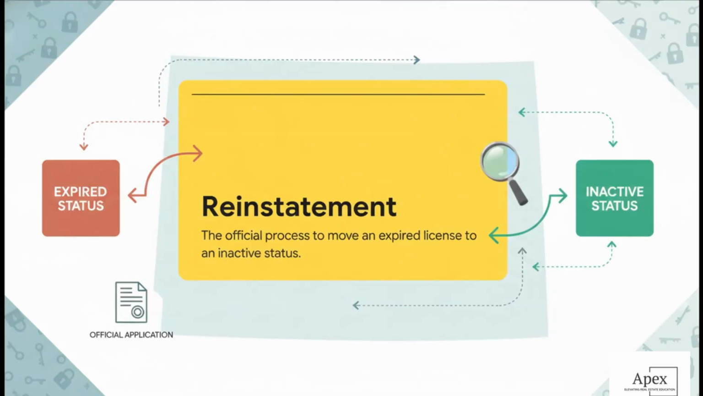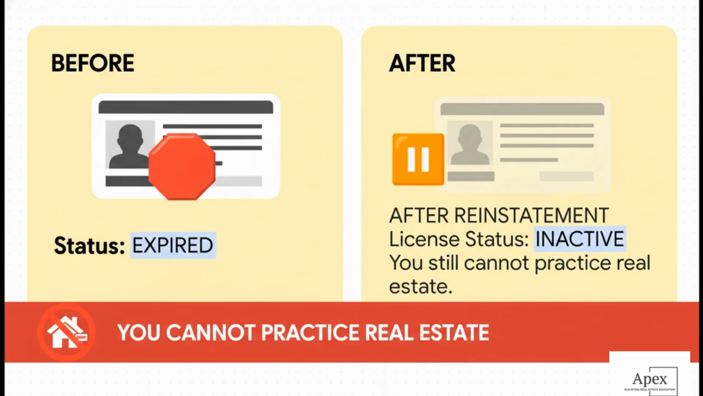So what exactly is reinstatement? Well, according to the Division of Real Estate, or the DRE, it's just the official process of applying to change your license status. But the key here is to pay really close attention to what it's changing from and what it's changing to. Okay, this is probably the single most important thing to understand, so listen up. When you reinstate your license, it moves from expired to inactive. Notice what it doesn't say? Active. That's right. Even after you successfully reinstate, you still cannot legally practice real estate. This is just the first necessary step.